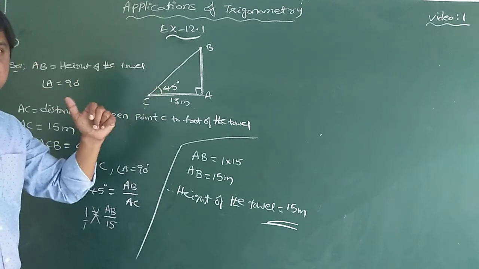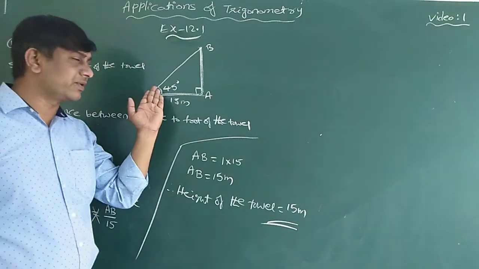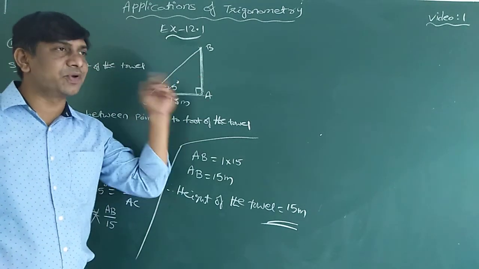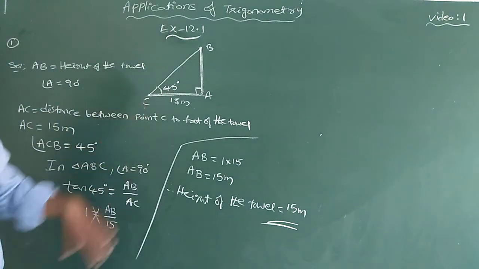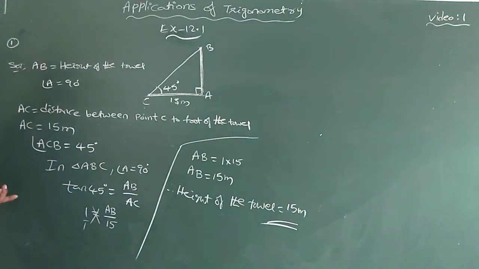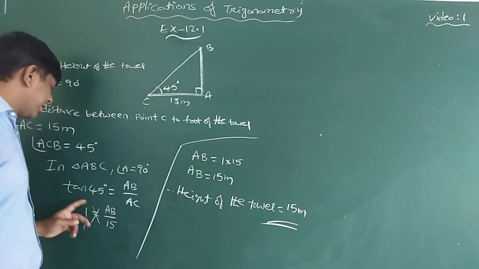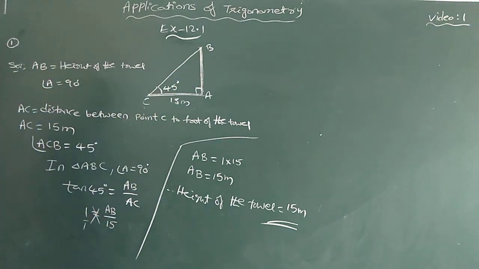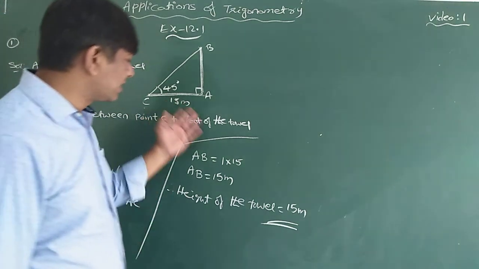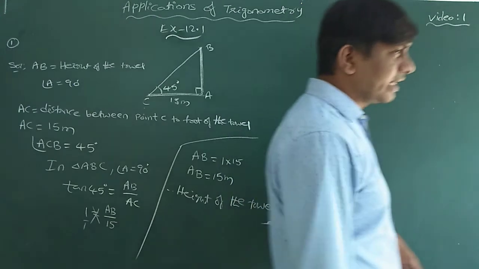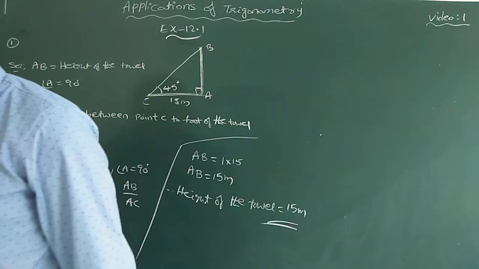Why are we using tan, and why not sin or cos? Because they give the side adjacent to this angle and they are asking for the side opposite to the angle. The opposite and adjacent relation is tan or cot; you can use cot also. Tan 45 degrees is equal to AB by AC. 1 is equal to AB by 15. Cross multiply: AB is equal to 15 meters. The height of the tower is 15 meters.